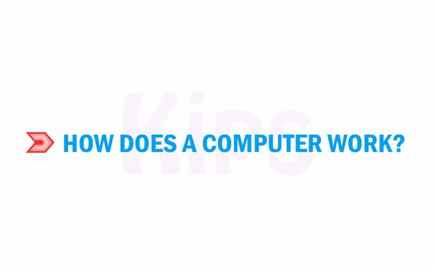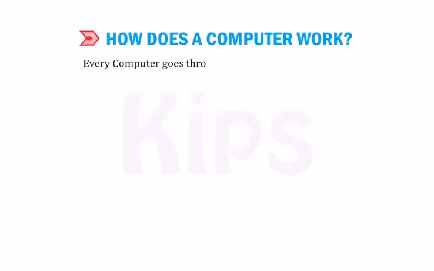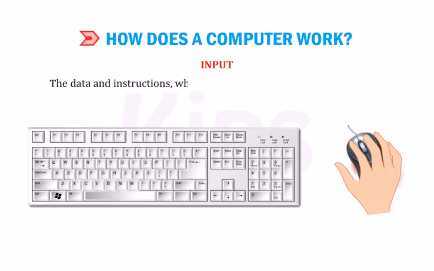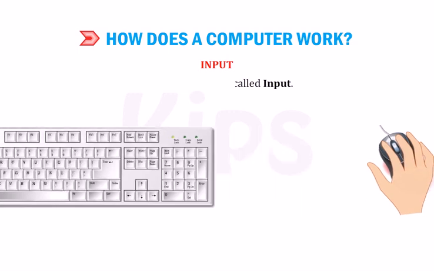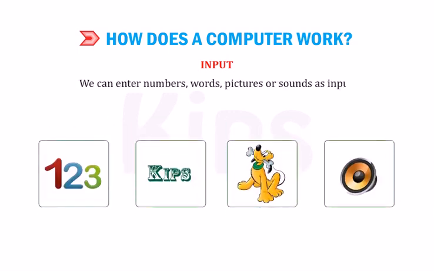Students, let's learn about how a computer works. Every computer goes through the following three stages. Input. The data and instructions which we enter using a keyboard or a mouse into a computer is called input. We can enter numbers, words, pictures or sounds as input.